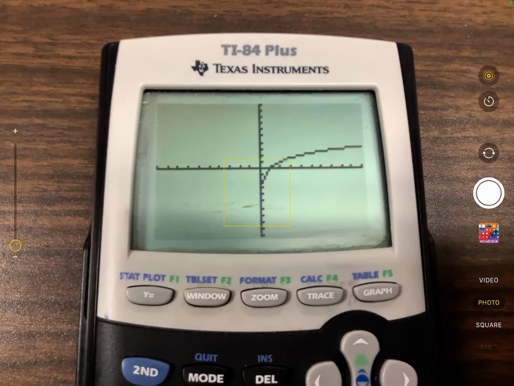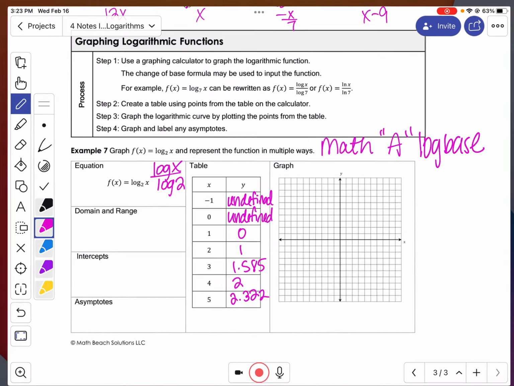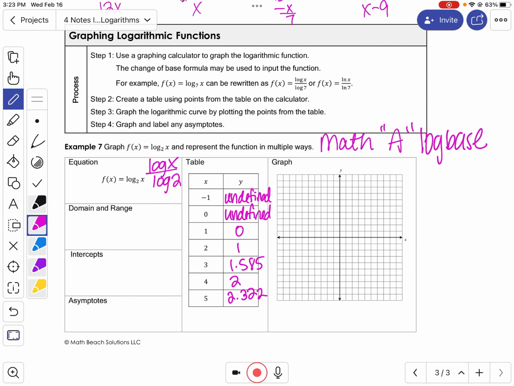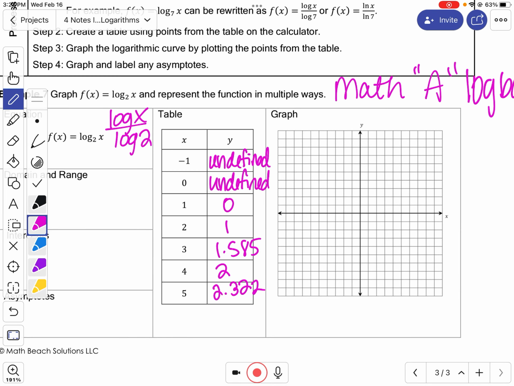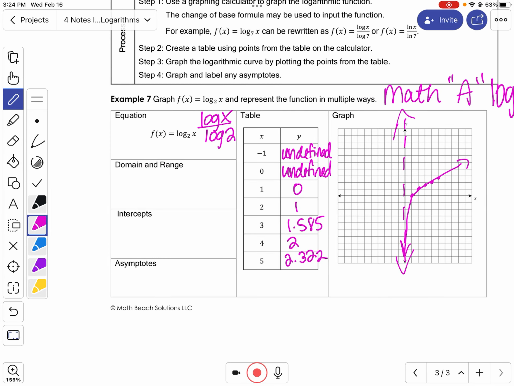Notice it's going to be approaching a vertical asymptote, which is the opposite of exponential. So when x is -1, it's undefined, which means I can't graph it. Same thing on the 0. 1 would be 0. 2 would be 1. 3 would be 1 and 0.585. 4, 2. 5, 2.32. So graphing it, it's actually approaching there.